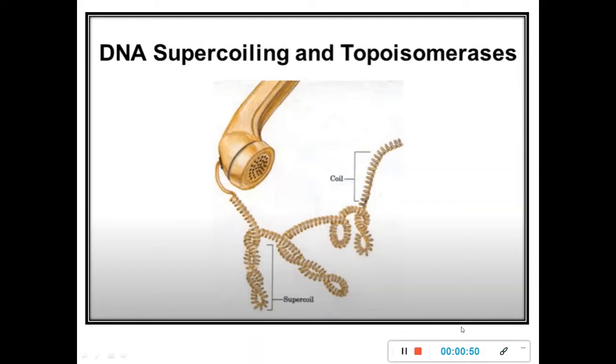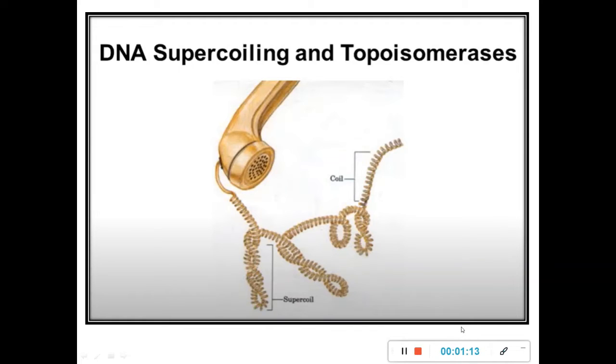Coming to the topology. Topology is a term which depicts how two different parts are interrelated. Now, in the case of DNA, we know DNA is a double helix. So the topology refers to how the different strands of the DNA are interrelated or connected to each other. That is what we refer to by the term topology.